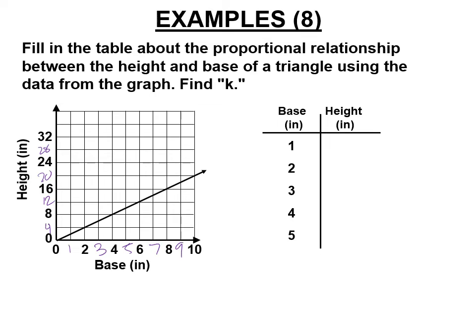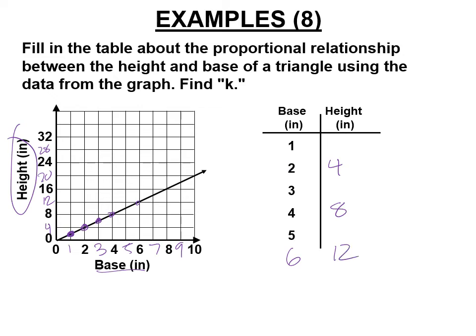All right, so what went with 1? Well, that looks like 1 goes halfway, but let's go to 4. So it looks like 2, but let's make sure it's definitely clear that 2 goes with 4. If the base is 2, the height is 4. 3 again looks halfway, but 4 is clearly 8. 5, right? 6, I didn't put in the table, but 6 goes with 12.